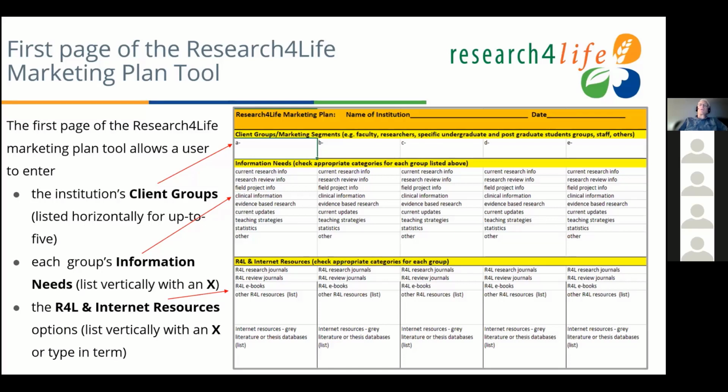Current updates would be useful, right? Because they need to know any new information, any new research that is coming out in the field where they're doing their research, okay? So then we go to specific Research for Life and internet resources. You've got research journals, review journals, ebooks, other Research for Life resources.